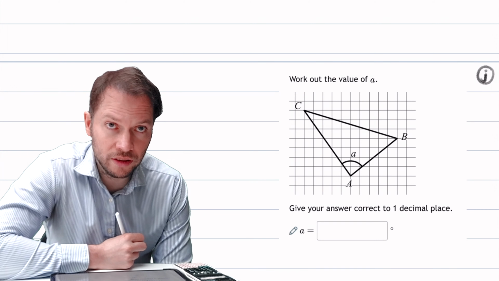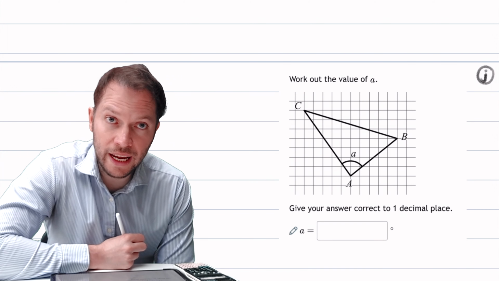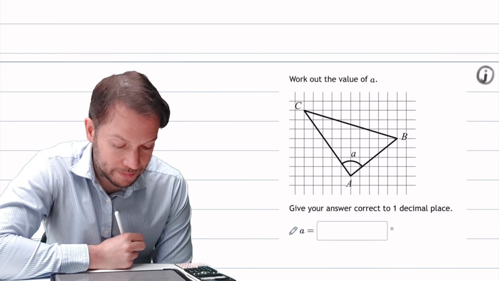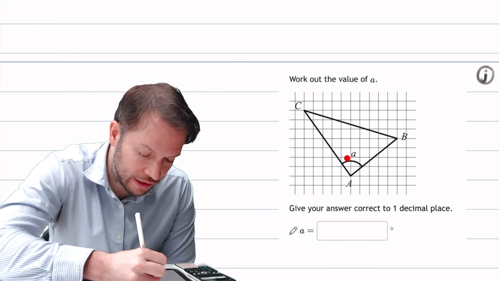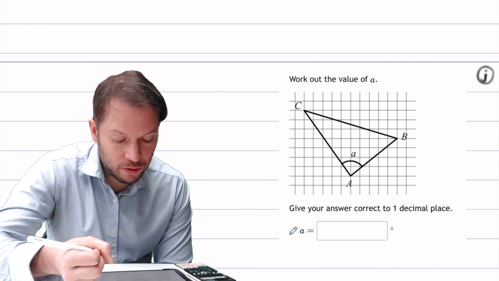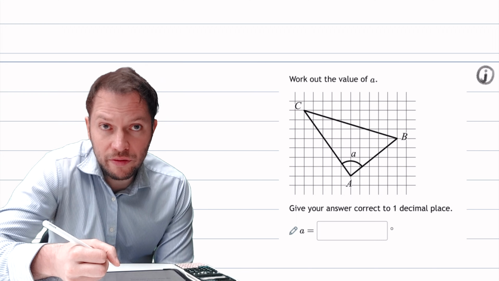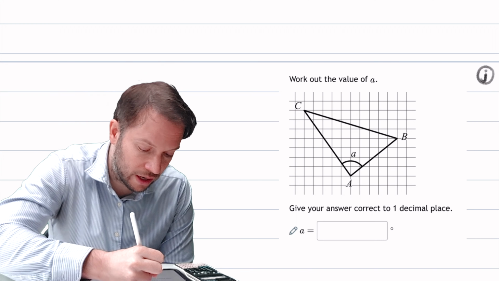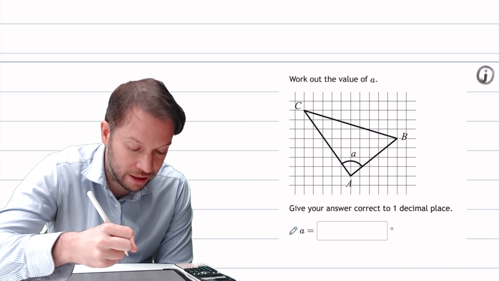Hi, in this video we're going to find an unknown angle in a triangle on a grid. Now we're trying to find this angle here. This is quite difficult because firstly we don't have a right angle triangle, and there's not a line we can easily add to make this a right angle triangle.